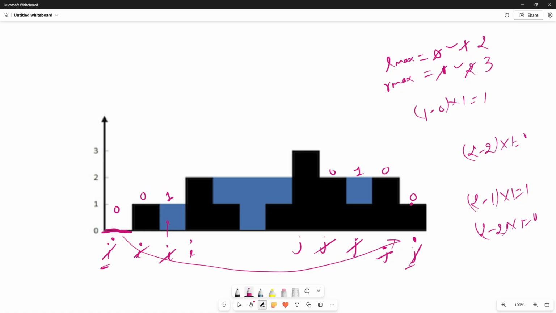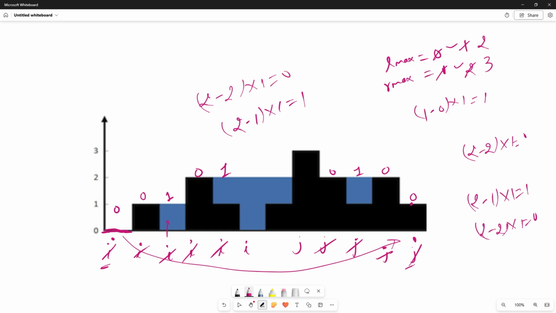Now we will collect water at Lmax side, that is I. So at this position the minimum height bar is 2 minus the height we are standing on multiply 1 is 0. So here 0 unit of water is collected and we will move forward. At this position, our Lmax is 2, Rmax is 3. We will collect water at I only. So here, the minimum height bar is 2, that is Lmax, minus the height we are standing on 1, multiply width is 1. So 1 unit of water is collected and we will move toward the right hand side.